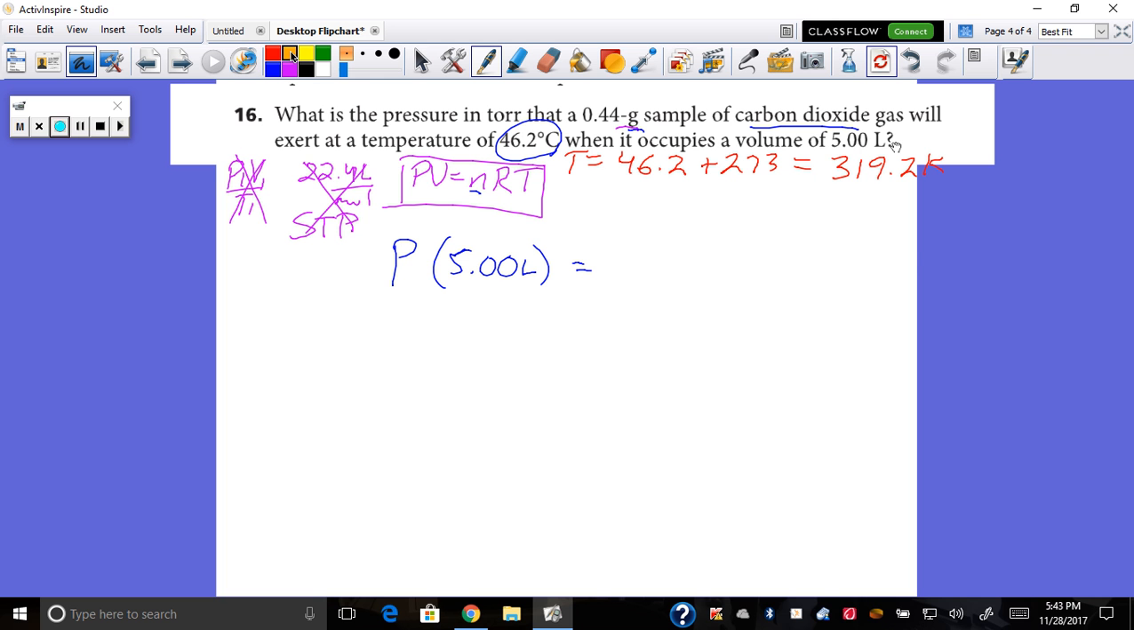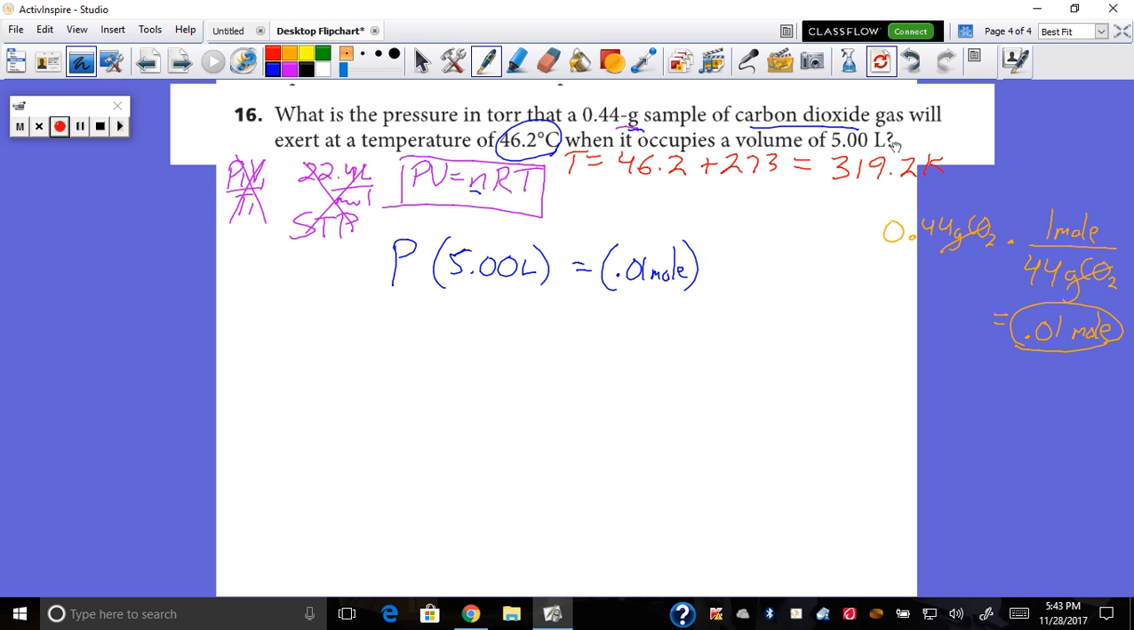We have 0.44 grams of CO2, and we want to figure out how many moles. So 1 mole goes on top, and grams from the periodic table go on the bottom, and it's 44 grams from the periodic table. So we have 0.01 moles of CO2. Now our 0.01 moles will go into the equation. So let's go back and put our 0.01 mole in here.